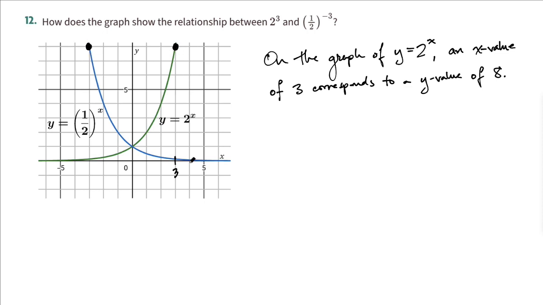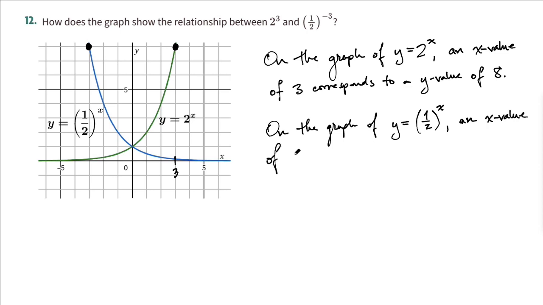Well, we see that the same thing happens on 1/2 to the x with -3. So essentially the same thing on the graph of y equals 1/2 to the x, not 1/2 to the -x, 1/2 to the x, an x value of -3 corresponds to a y value of 8 as well.